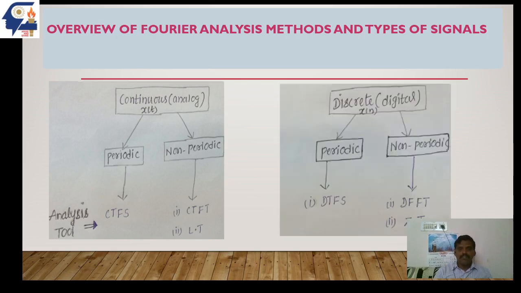So next one, if the signal is a discrete or digital signal, that means x of n, then there are three tools again available. First one is DTFS, discrete time Fourier series, if the signal is a periodic signal. If the signal is a non-periodic signal, then two tools are available. First one is the discrete time Fourier transform and the Z transform.